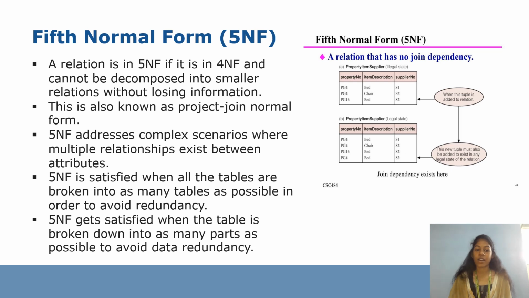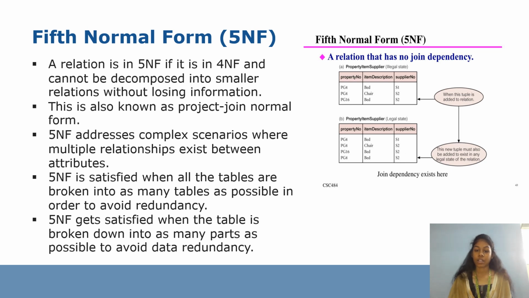A relation is in 5NF if it is in 4NF and cannot be decomposed into smaller relations without losing information. This is also known as project join normal form. 5NF addresses complex scenarios where multiple relationships exist between attributes. 5NF is satisfied when all the tables are broken into as many tables as possible in order to avoid redundancy.